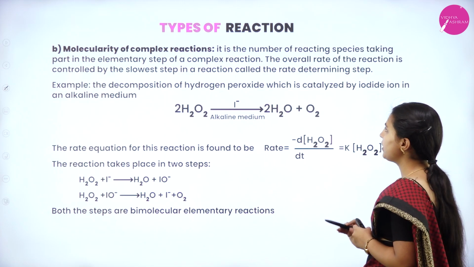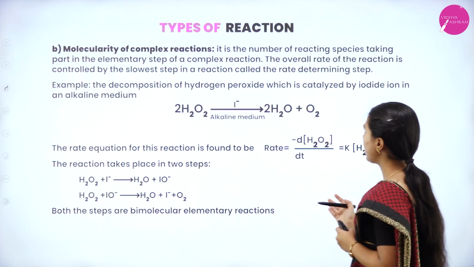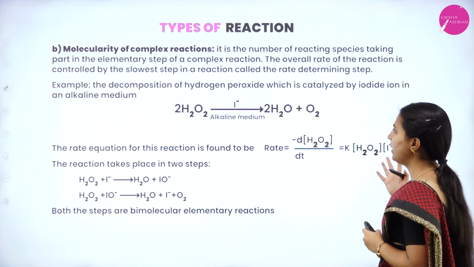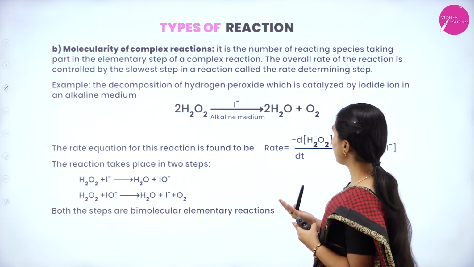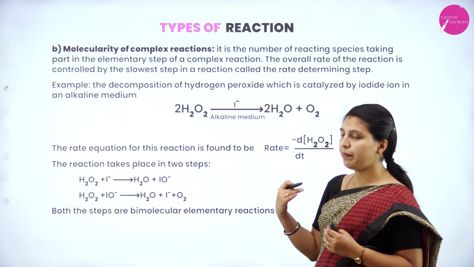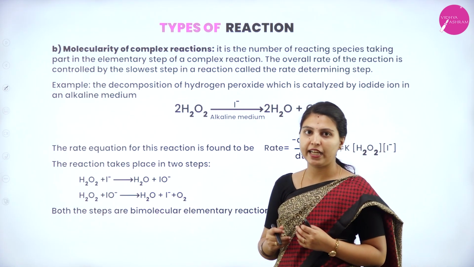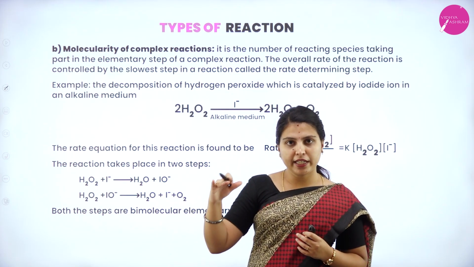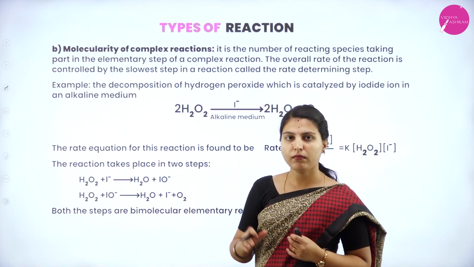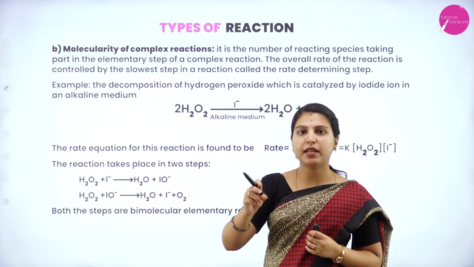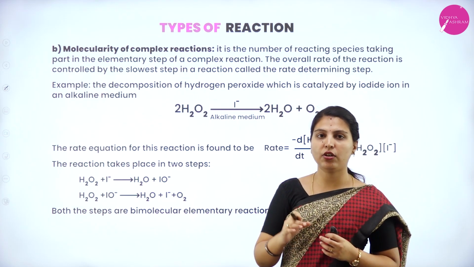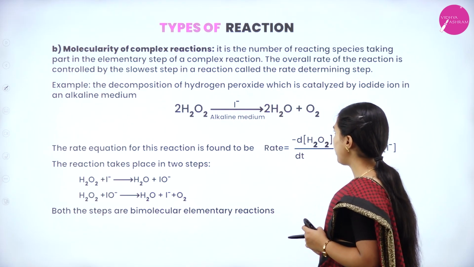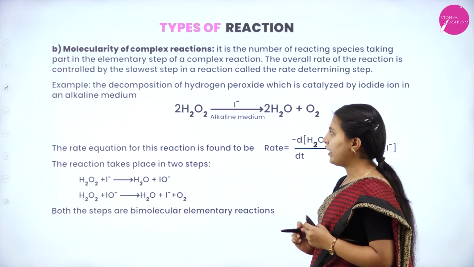Molecularity of a complex reaction. It is the number of reacting species taking part in the elementary step of a complex reaction. The overall rate of a reaction is controlled by the slowest step in the reaction, called the rate determining step. Complex reaction means it will take place in two or more steps. We consider each elementary reaction one by one, step by step. In that, one slowest step will be there and it will be termed the rate determining step.